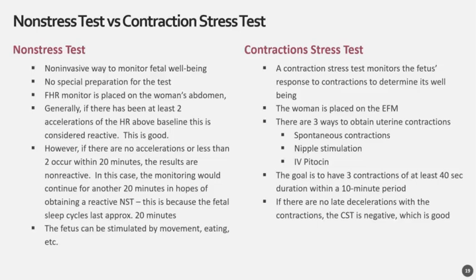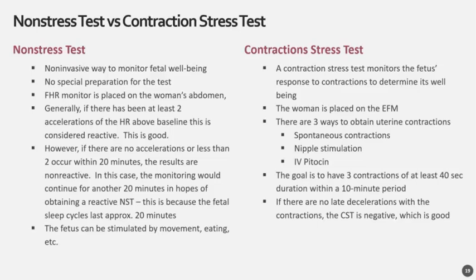So 2 other tests that we can do during pregnancy are going to be the non-stress test and the contraction stress test. So we'll start with non-stress test. It's a non-invasive way to monitor fetal well-being. There's no special preparation for the test. A fetal heart rate monitor is placed on the woman's abdomen. She may be given a handheld marker to hold and record every time the fetus moves. The nurse or practitioner evaluates the fetal monitor after the woman has been on it for 20 minutes.